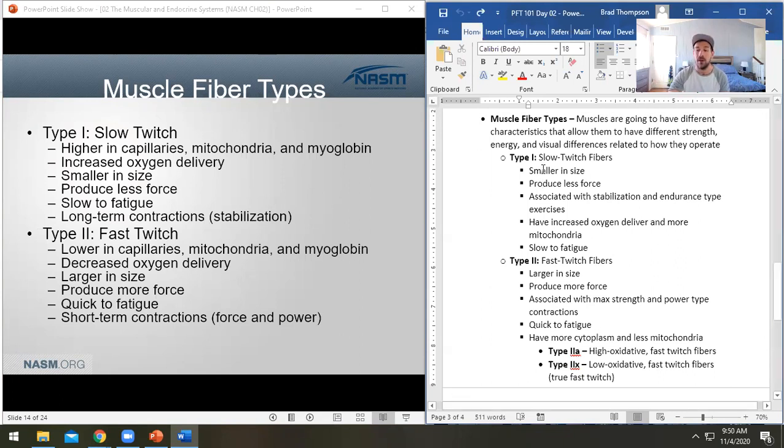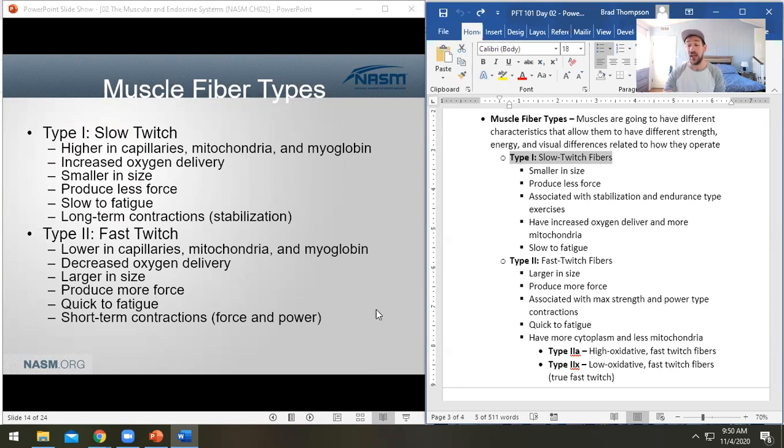But labeling them out, what we see are type 1 fibers. These are what we refer to as slow twitch fibers. They're slow twitch fibers because they're smaller in size. They aren't as good at producing as much force. Generally, we associate type 1 fibers with things like stabilization or endurance, right? So your core, for instance, is keeping me upright in my stool right now. That's an endurance activity, right? So those are type 1 fibers.